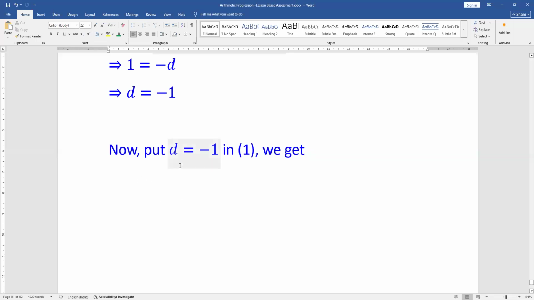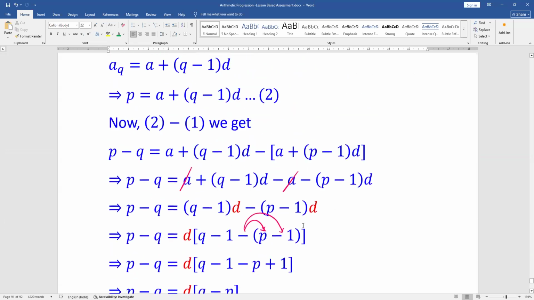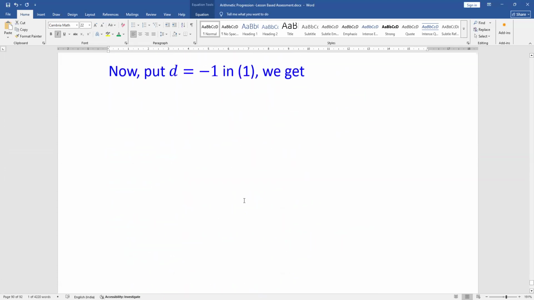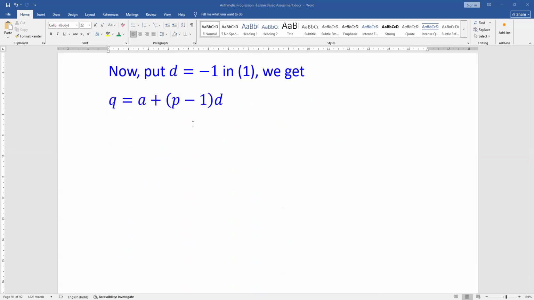Now put d equals minus 1 in equation 1. So where's equation 1? Let us take that equation 1 here. D equals minus 1. So where d is there, you're going to replace it with minus 1, like this.